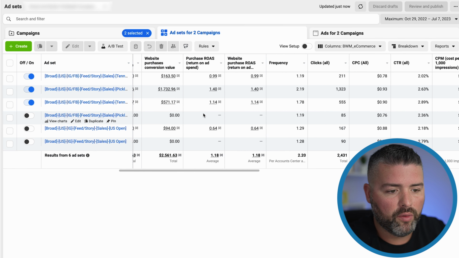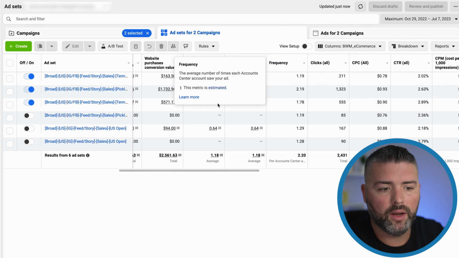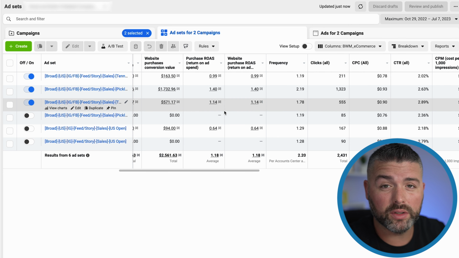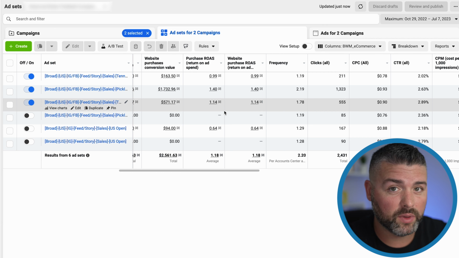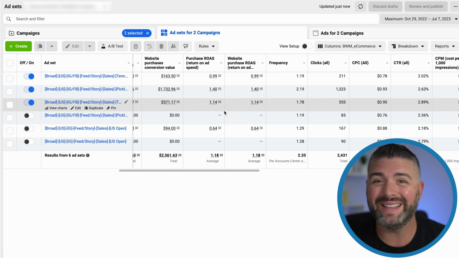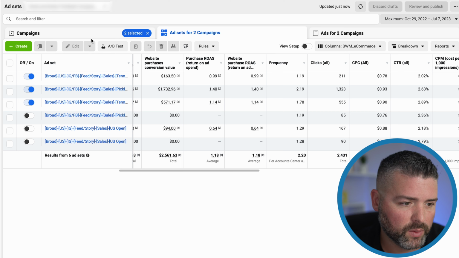But as we go over, we're seeing no purchases come through, or purchases at a negative return, which also means we won't have the client very long if we leave these up. So we turn those off.